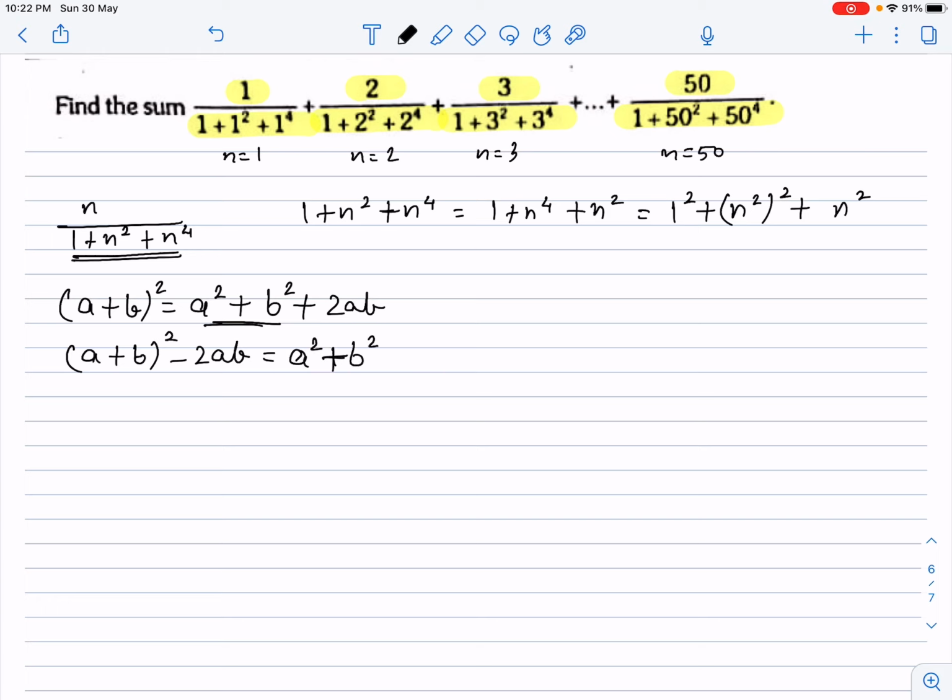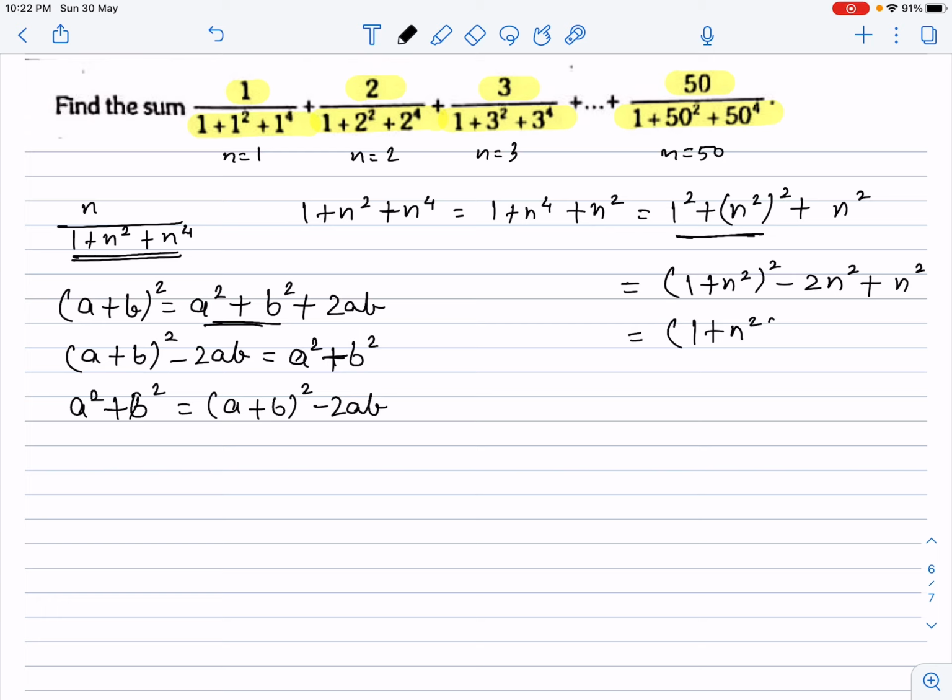Then finally, writing LHS on RHS and RHS on LHS, a square plus b square becomes (a plus b) the whole square minus 2ab. Wow. So I'll rewrite this using that form. That becomes (1 plus n square) the whole square minus 2n square plus n square. Finally, it is (1 plus n square) the whole square minus n square. Guys, any form a square minus b square can be written as a minus b into a plus b.